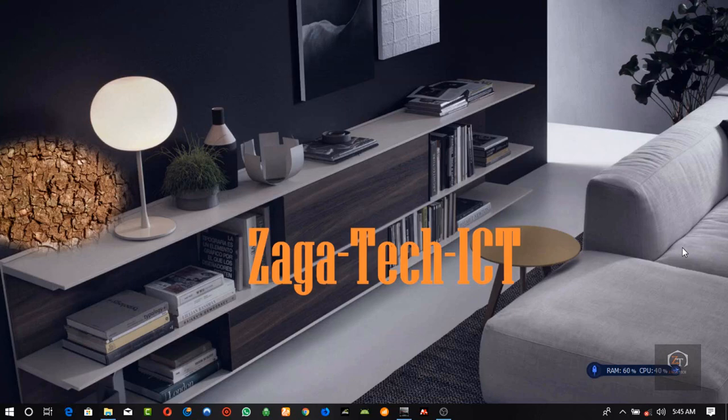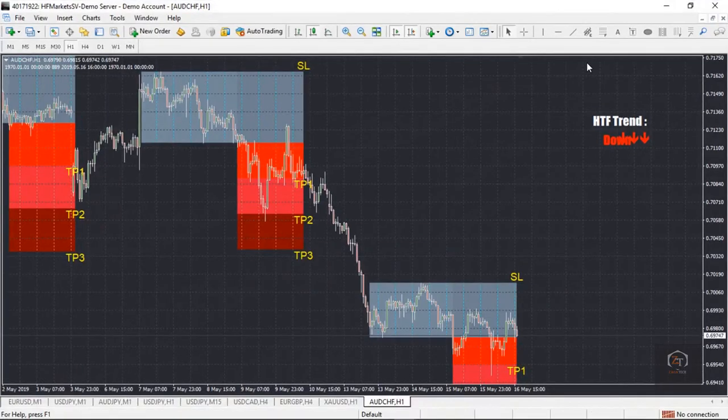But before that, let me do a little view of the former indicator I did a video on. So without further ado, let's get started. This indicator I'm talking about, I'll straight talk about it.